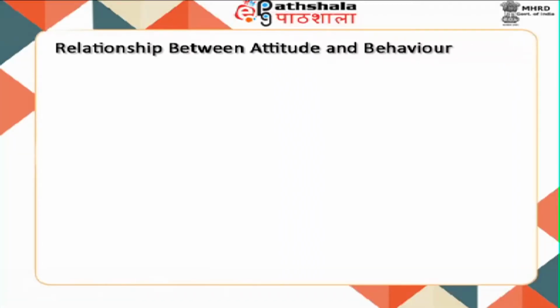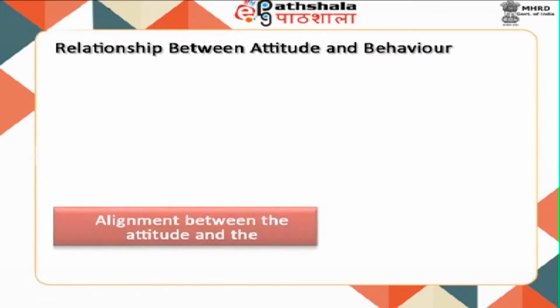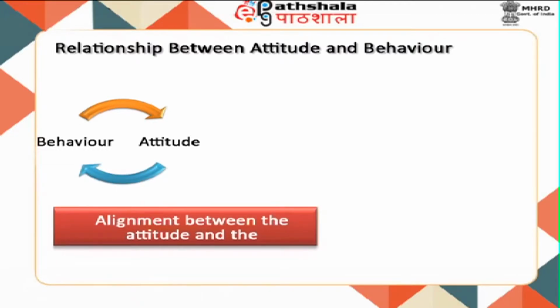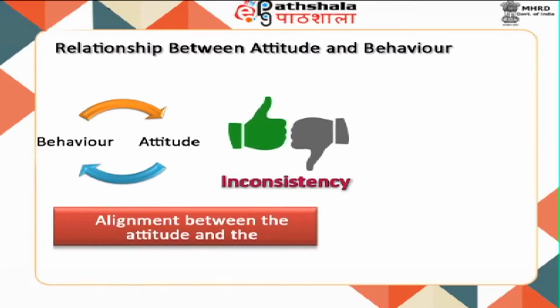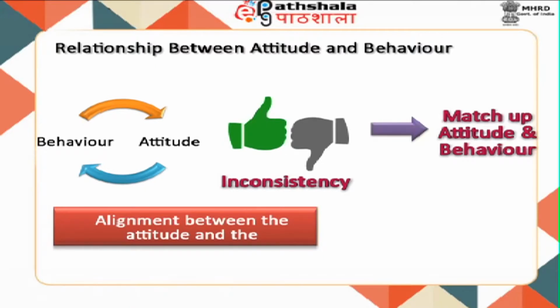Relationship between attitude and behavior. People tend to have a consistency or alignment between the attitude they portray and the behavior they showcase. Even if an inconsistency develops due to one reason or another, the person tries to match up the attitude and behavior. This signifies that in order to show their attitudes and behavior to be logical, consistent, and rational, individuals try to bring together their conflicting attitudes and align them with their behavior.